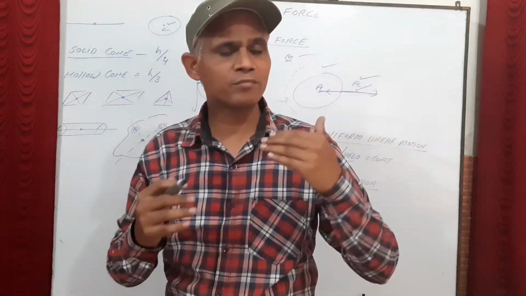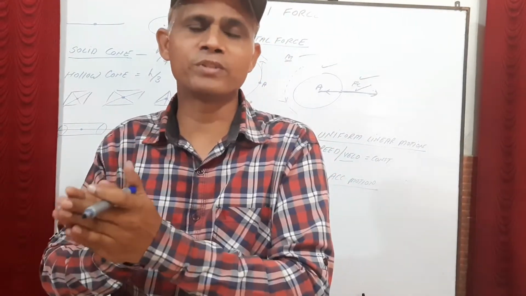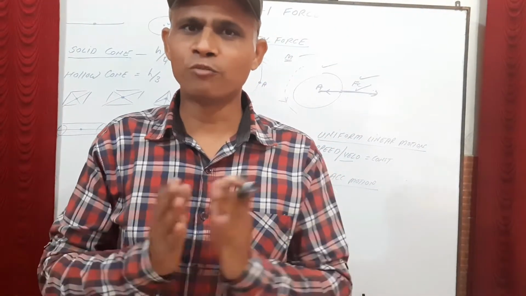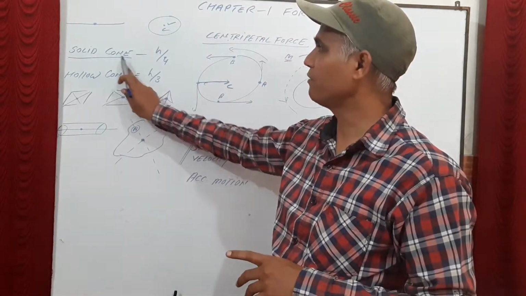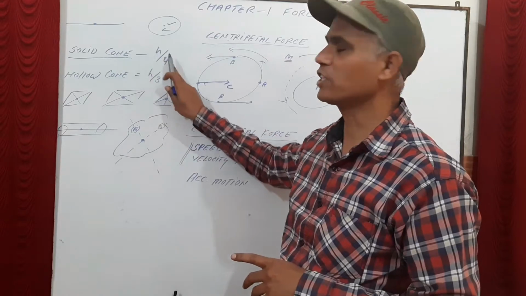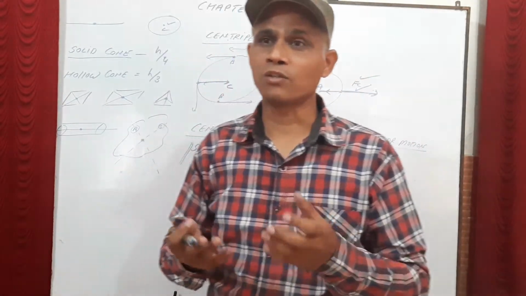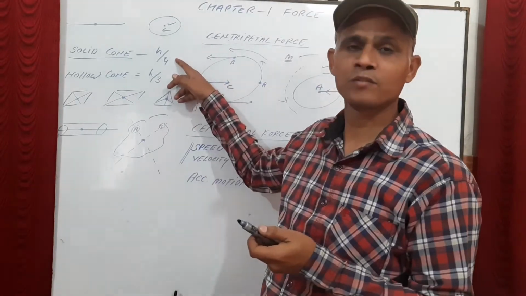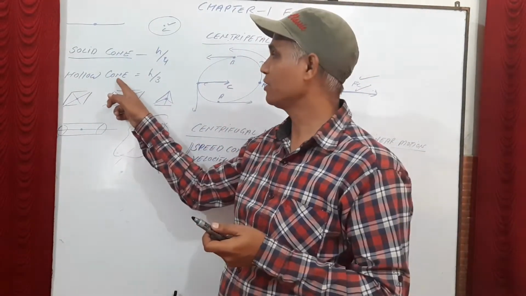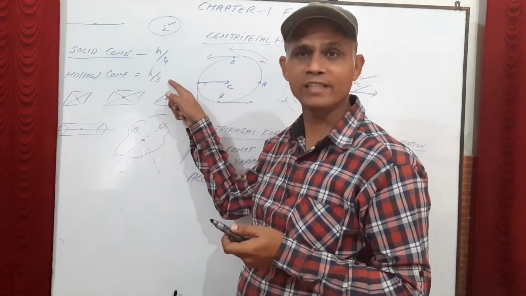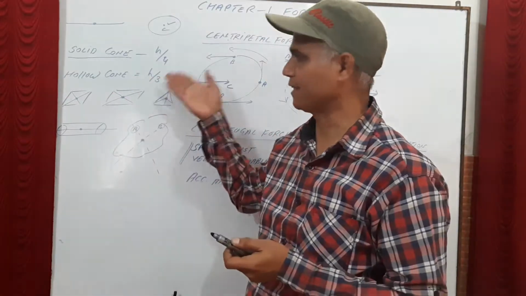And then there are some regular bodies whose center of gravity you can calculate easily. You have some formulas. For example, if you have a solid cone, then the center of gravity of a solid cone is h by 4, where h is the height of the cone from the base. And if you have a hollow cone, in that case the center of gravity is h by 3, where again h is the height of the cone from the base.